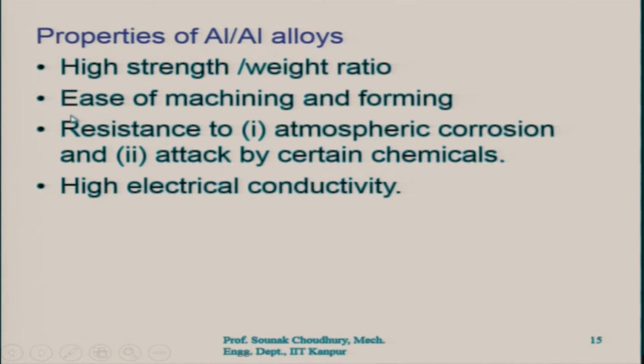Pure aluminum, of course, will have a quick formation of aluminum oxide on top of it, which is harder, and resists attack by certain chemicals, not all, but certain chemicals. Aluminum and aluminum alloys have high electrical conductivity, and for that reason, in electrical wires also, you can see that a huge number of aluminum parts and aluminum materials, aluminum and aluminum alloys, are used.